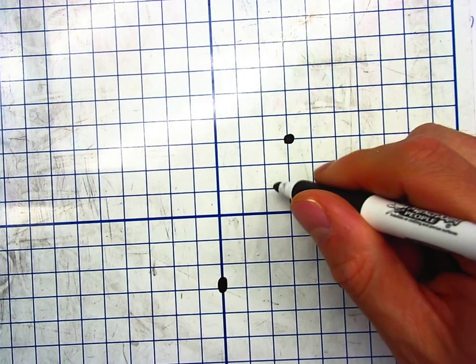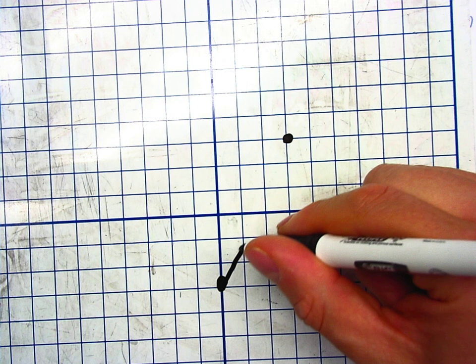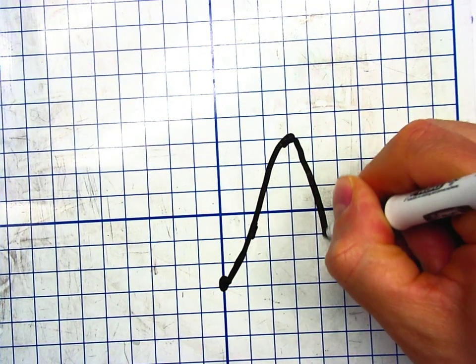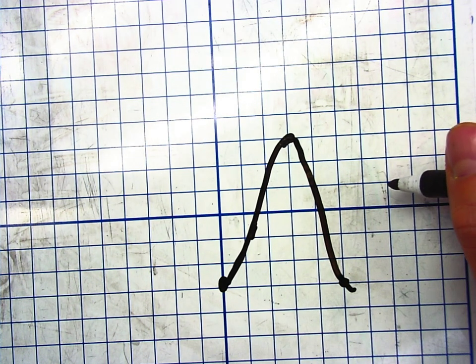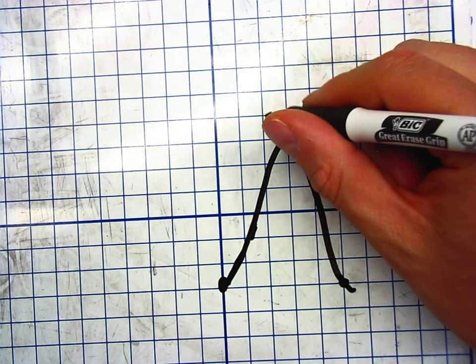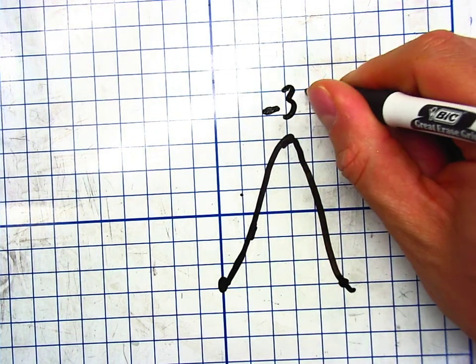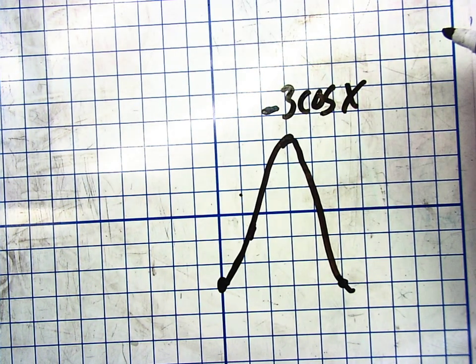So those are my values there. And again, in between those, it goes through. So that'd be a good example of a cosine function, a good example of one going up and down 3. 1, 2, 3, negative 3 cosine of x.